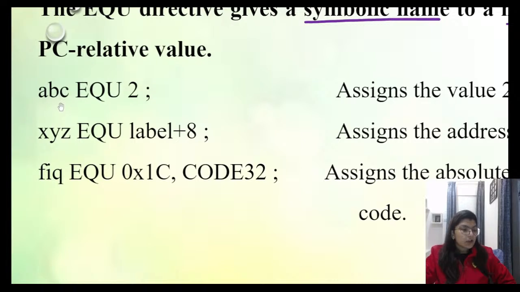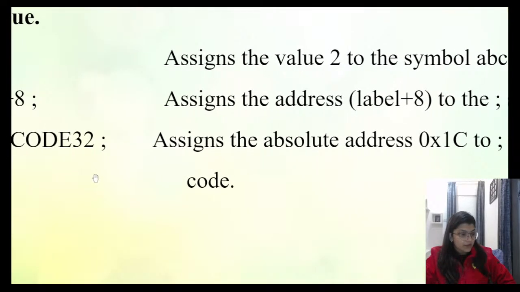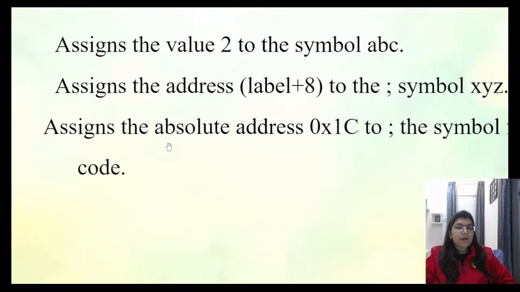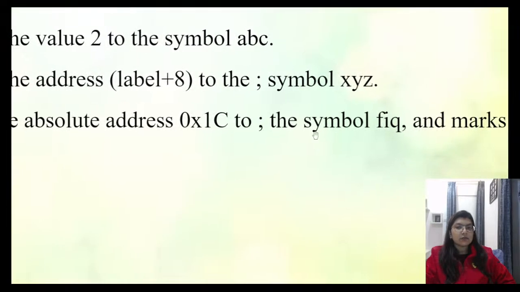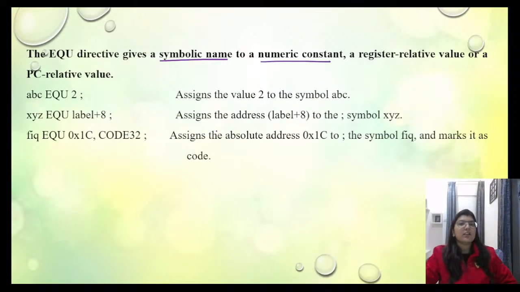So if anywhere in your program you are using ABC, your EQU will convert it into 2. Similarly, XYZ EQU label plus 8 assigns the address label plus 8 to the symbol XYZ. Then FIC EQU 0 1C, which is somewhat like code. So they are saying it assigns the absolute address 01C to the symbol FIC and marks it as code. So basically what is happening in EQU?